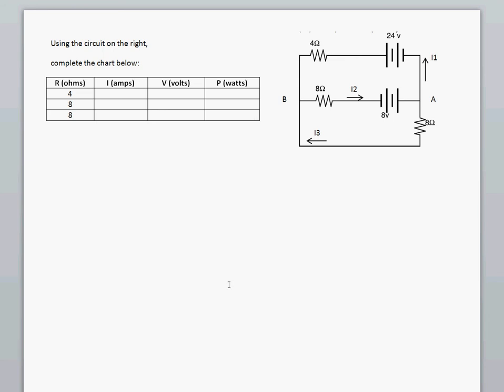Okay, here's the problem we started on Friday. If you look at this, it just says use the circuit on the right and complete the chart below. And the frightening thing occurs because we have more than one voltage source. We have a 24 volt voltage source and an 8 volt voltage source.